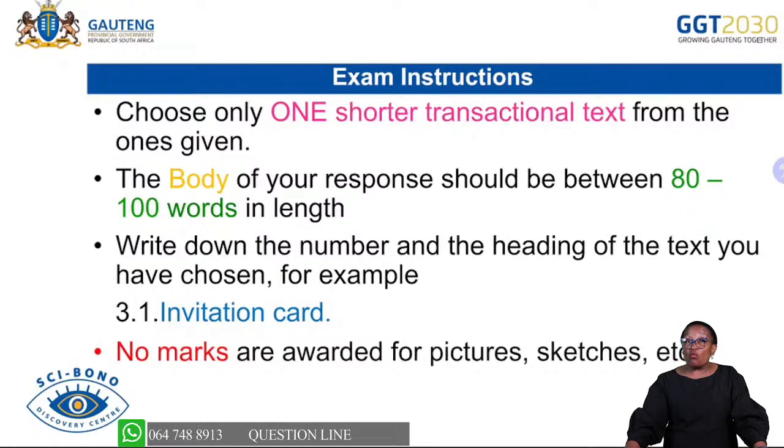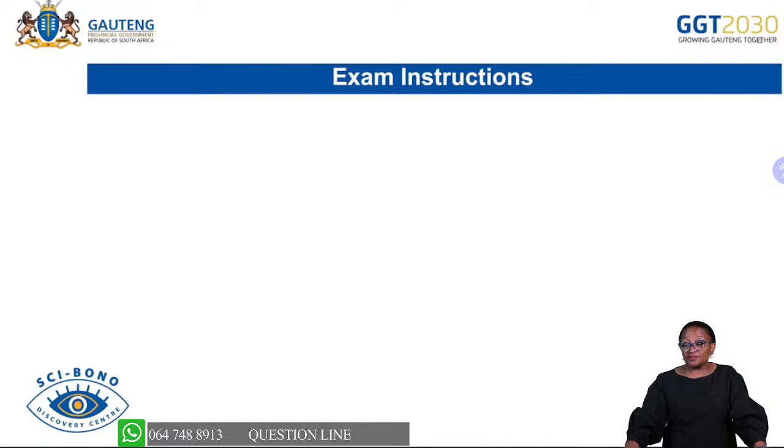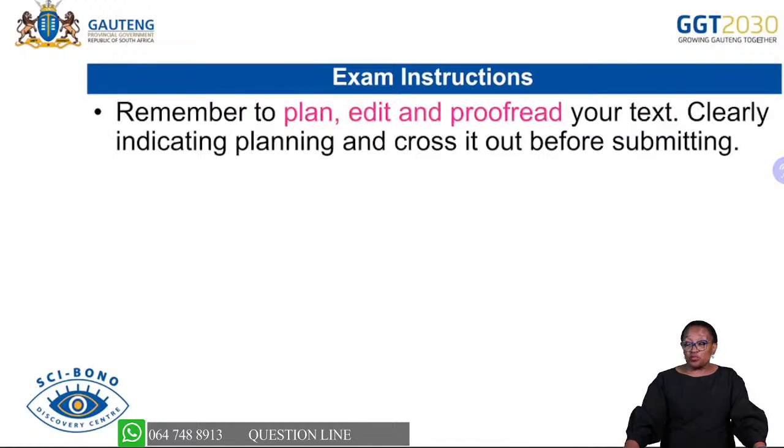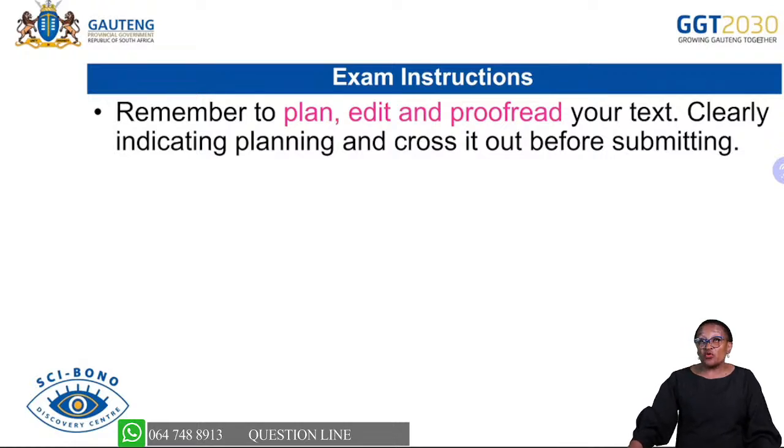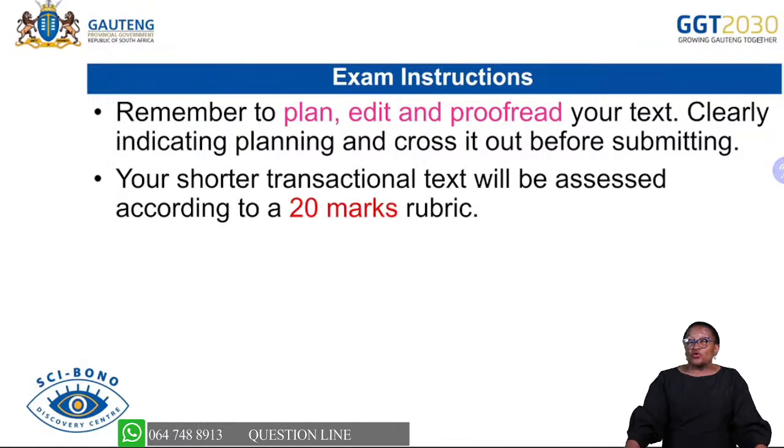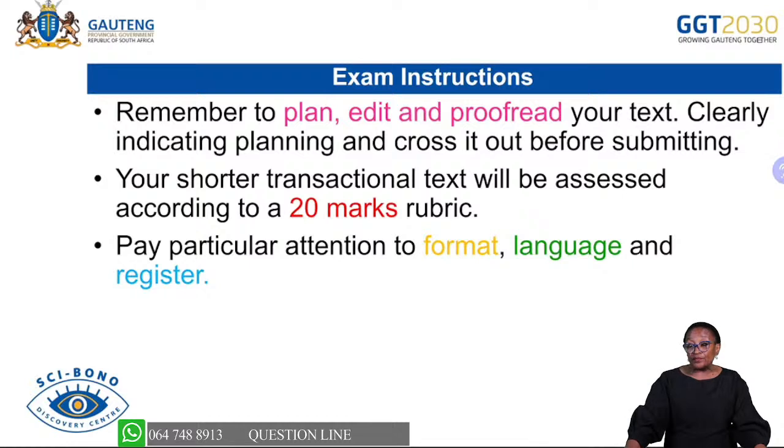Remember, no marks are awarded for pictures, sketches, etc. Remember to plan, to edit and proofread your text, clearly indicating planning and crossing it out before submitting. It is very important that you cross it out before you submit. Your shorter transactional text will be assessed according to a 20 marks rubric. You need to pay particular attention to the format, the language, as well as register.